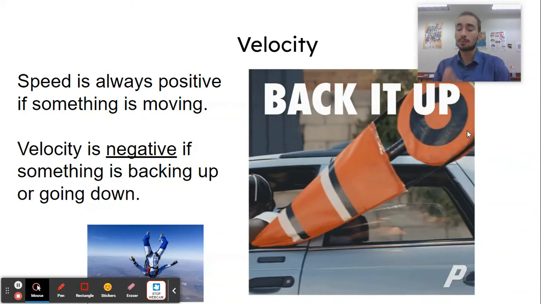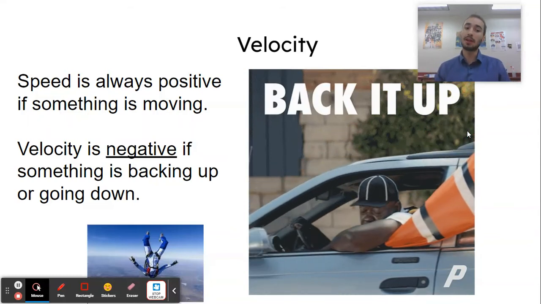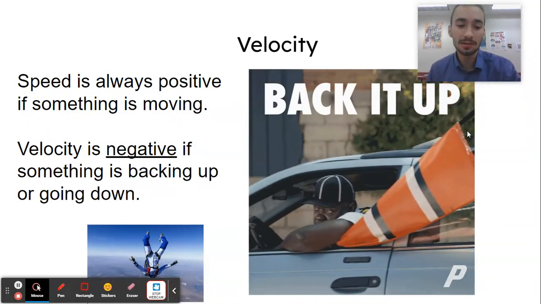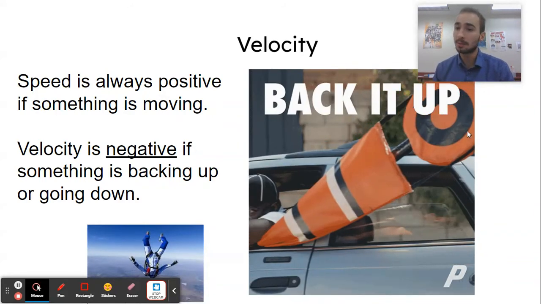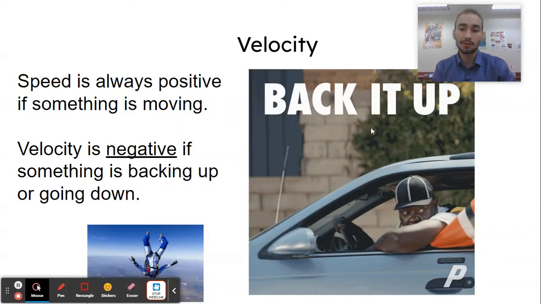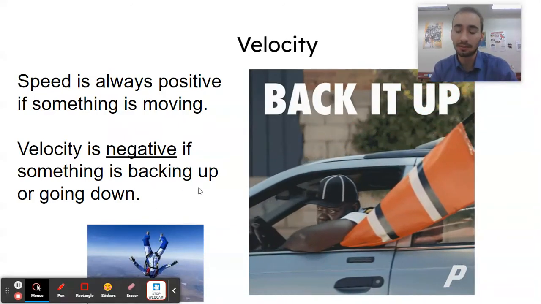The difference is speed is always positive because you're always going to be moving. But velocity can be negative because it has to do with direction as well. And that's why physicists use it, because it's a little bit more descriptive than speed. So velocity is negative when you're backing up or when you're going downwards, like if you're skydiving.